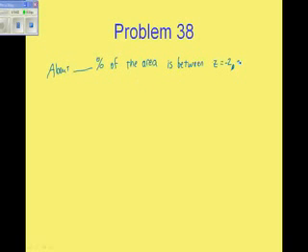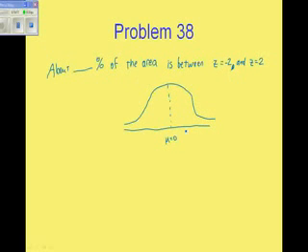Now when you do these problems from this section, I really think it's a good habit and an important thing to do to actually draw a sketch of a normal distribution. And it doesn't have to be perfect. What I want to do is label the mean. So here mu is 0. And here's 1, and here's 2, and here's -1, and here's -2. These are my z values. And what I'm trying to do is figure out how much area is between -2 and 2.